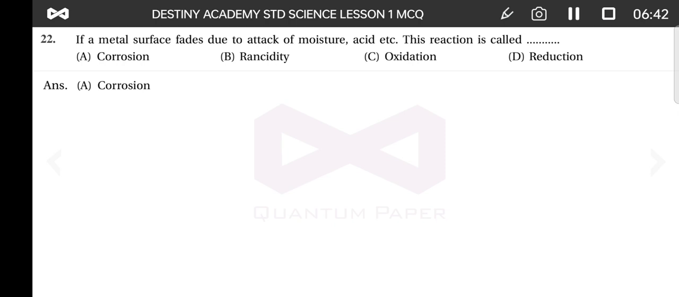If a metal surface fades due to attack of moisture or acid, the reaction is called corrosion. Fades means the shiny surface, the shining of the surface is reduced and some coating is on the surface. That's why it is known as corrosion.